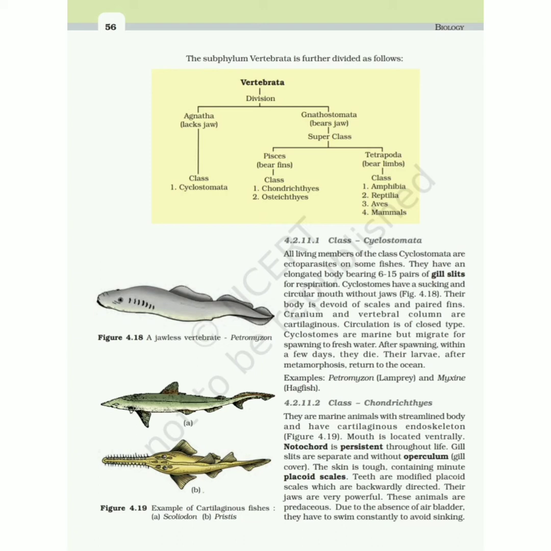4.2.11.2 Class Chondrichthyes. They are marine animals with streamlined body and have cartilaginous endoskeleton. Figure 4.19. Mouth is located ventrally. Notochord is persistent throughout life. Gill slits are separate and without operculum gill cover. The skin is tough, containing minute placoid scales. Teeth are modified placoid scales which are backwardly directed.